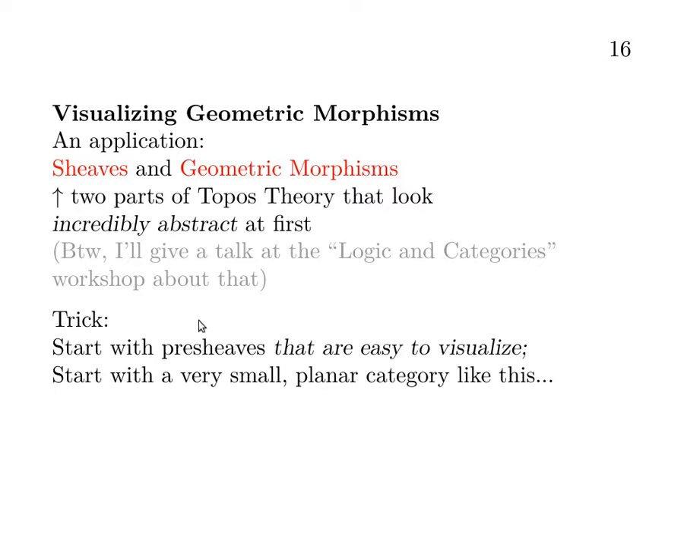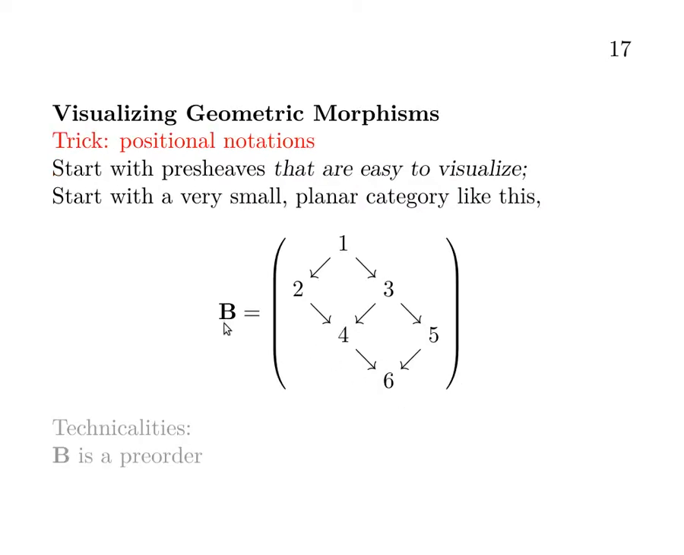The trick that we're going to use here is to start with very specific presheaves that are easy to visualize. We start with a very small planar category like this. I call it boldface B. It has 6 objects and 1, 2, 3, 4, 5, 6, 7 arrows.